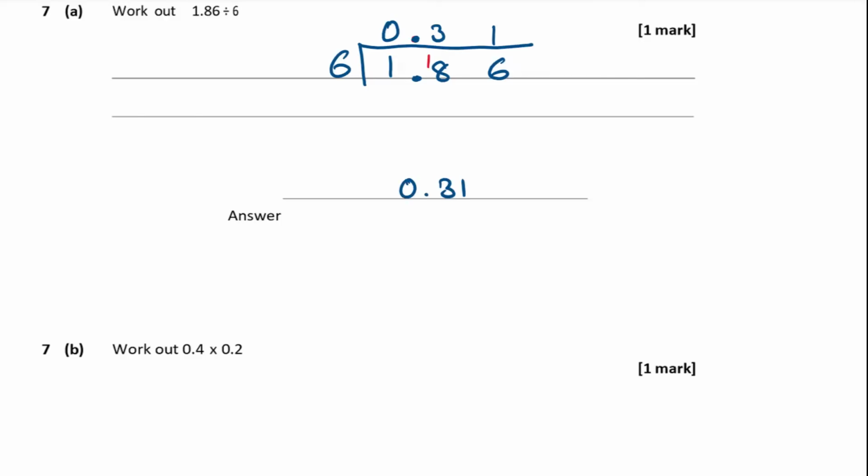Okay. The next part says 0.4 times 0.2. So you can just multiply the digits together. So 4 times 2 is 8. Okay, but because my question has got two decimal points showing, one in the first number, one in the second, I'm expecting there to be the same number in my answer. So I'm expecting there to be 2 digits after the decimal point, just like there are in the question. Okay, so I'm going to have to fill in an extra 0 there, so that makes it 0.08.